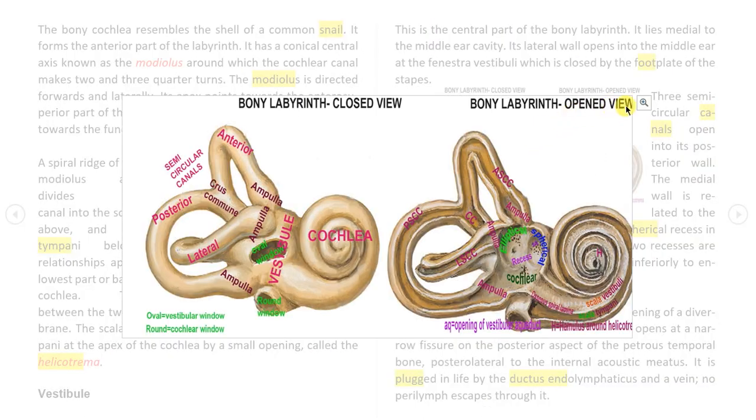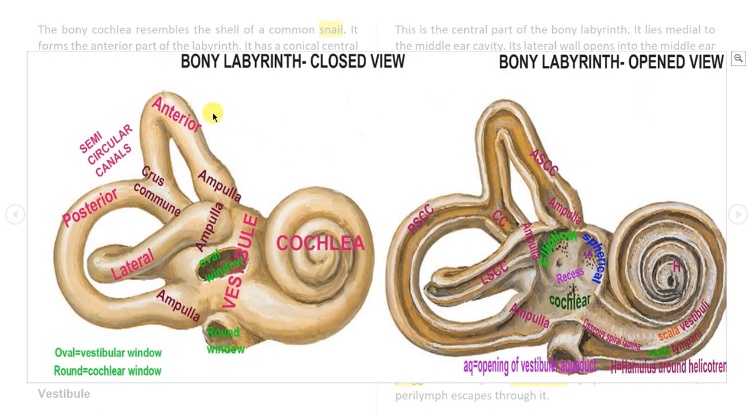this diagram represents the whole bony labyrinth, a close view from outside. This represents the opened bony labyrinth, a cut section. So this is our cochlea, the bony labyrinth. If you cut open this cochlea, then this one cylinder, if you go inside this, there is one transverse crest.